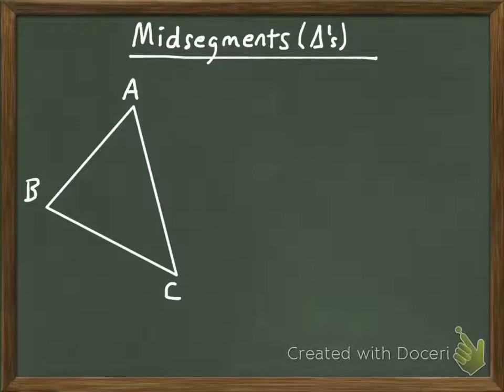So, let's put a couple points here, a couple of midpoints. Let's say on segment AB and on segment AC. And whenever I connect those 2 midpoints, the segment that I create is called a mid-segment of the triangle. I'm going to name those 2 points. Let's call them M and N.